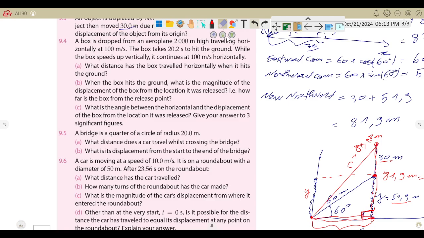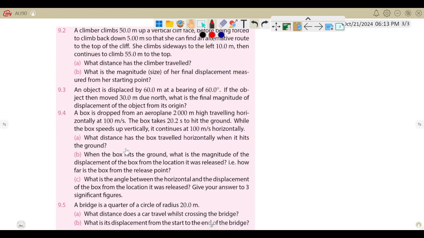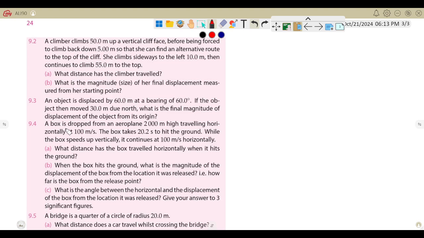Now the next one says what? Here we have a box dropped from an aeroplane 2000 meter high, traveling horizontally at 100 meter per second. This is the speed. The box takes 20.2 seconds to hit the ground. While the box speeds up vertically, it continues at 100 meter per second horizontally. So what distance has the box traveled horizontally when it hits the ground?